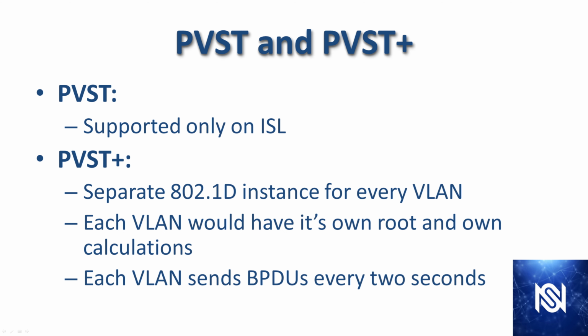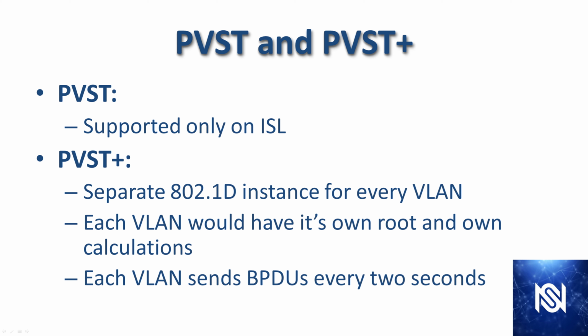And then we have PVST and PVST+, so this stands for per VLAN spanning tree. PVST without the plus is supported on ISL, which is inter-switch link. It is a Cisco proprietary trunking protocol. And then PVST+, which is going to be more common, is what you would use with the .1Q trunking. And so both of these allow for an 802.1d instance of spanning tree for every single VLAN. And this is opposed to common spanning tree when there is just one instance total.